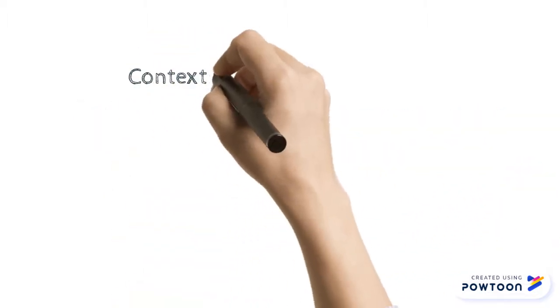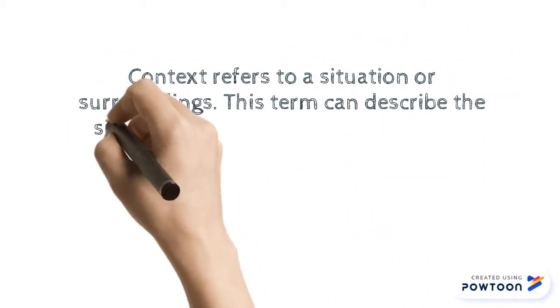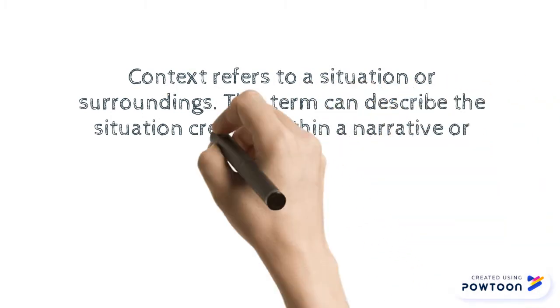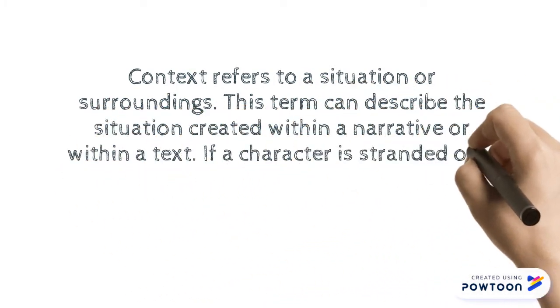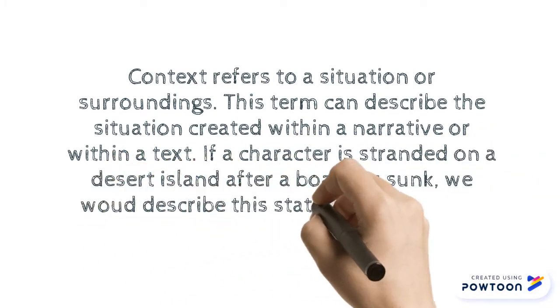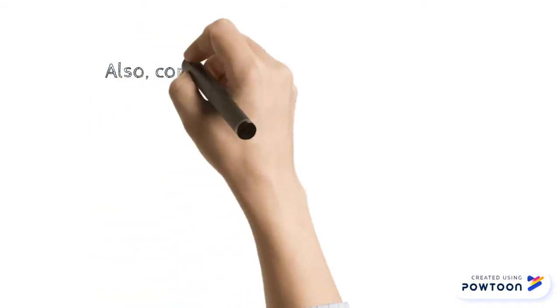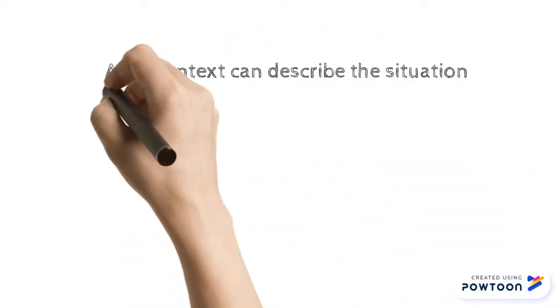Context refers to a situation or surroundings. This term can describe the situation created within a narrative or within a text. If a character is stranded on a desert island after a boat has sunk, we would describe this state of affairs as the context. Also, context can describe the situation within which a book has been written.